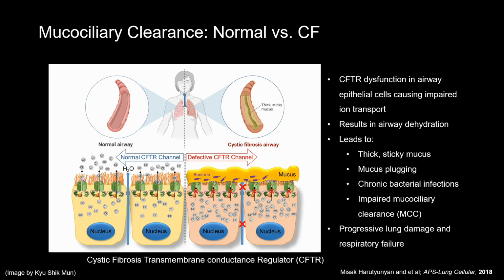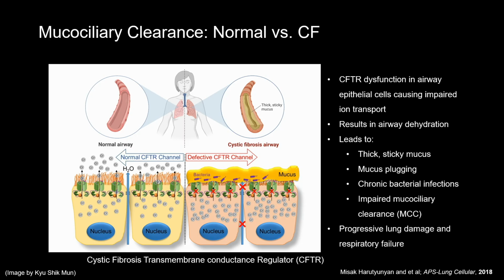In CF, on the other hand, CFTR function is lost, ion transport fails, the surface dries out, and mucus becomes thick and sticky. This slows down mucociliary clearance, leading to mucus buildup, infections, and inflammation, driving progressive lung disease.